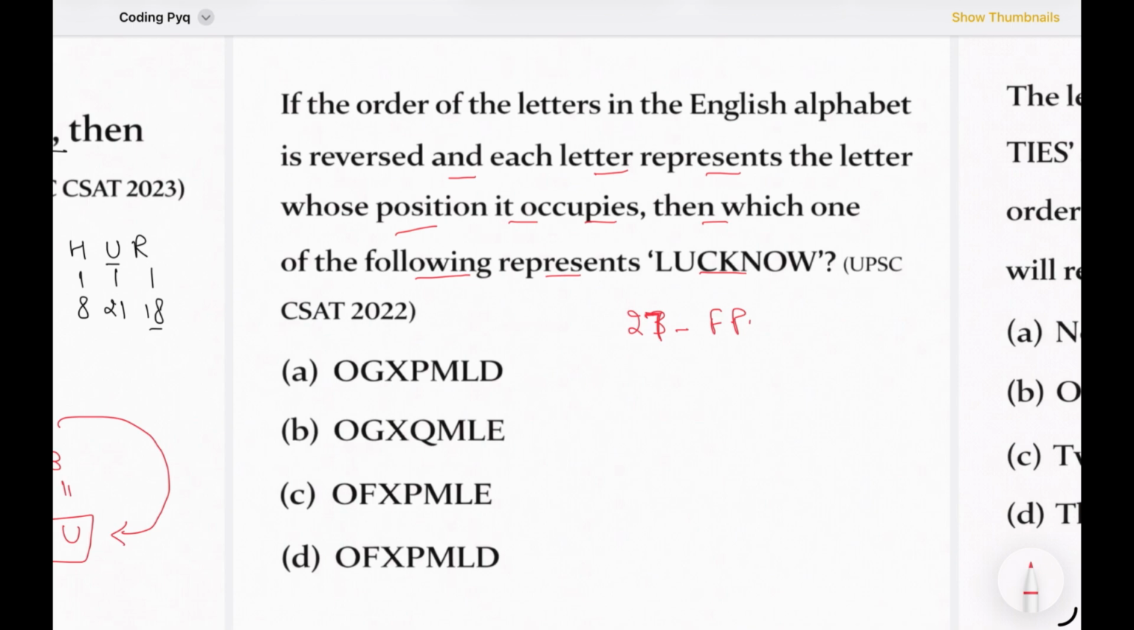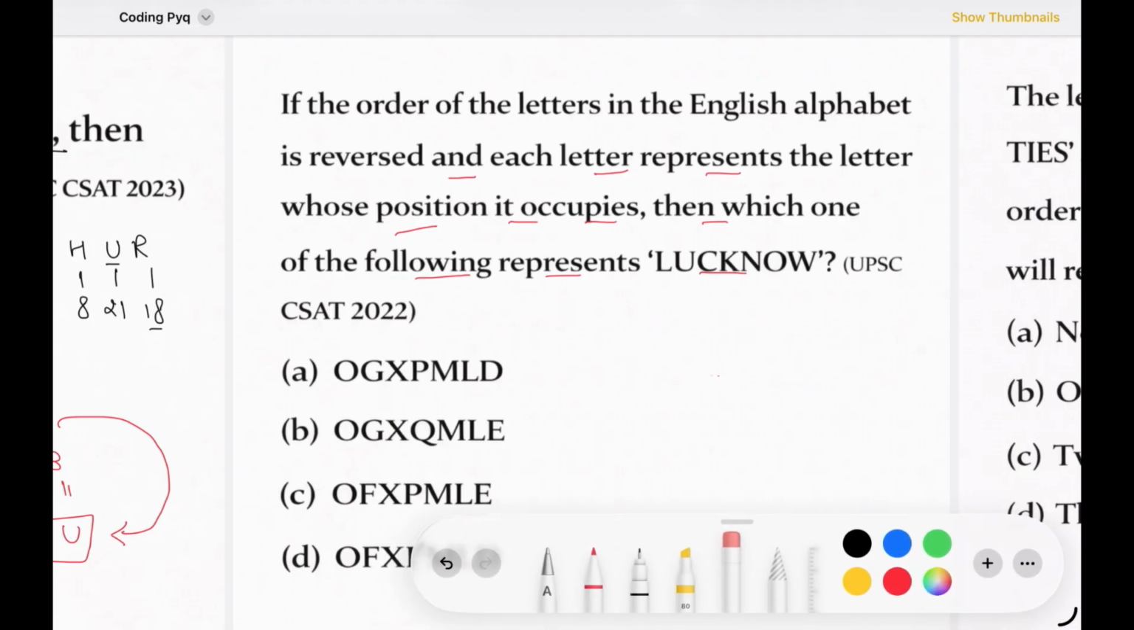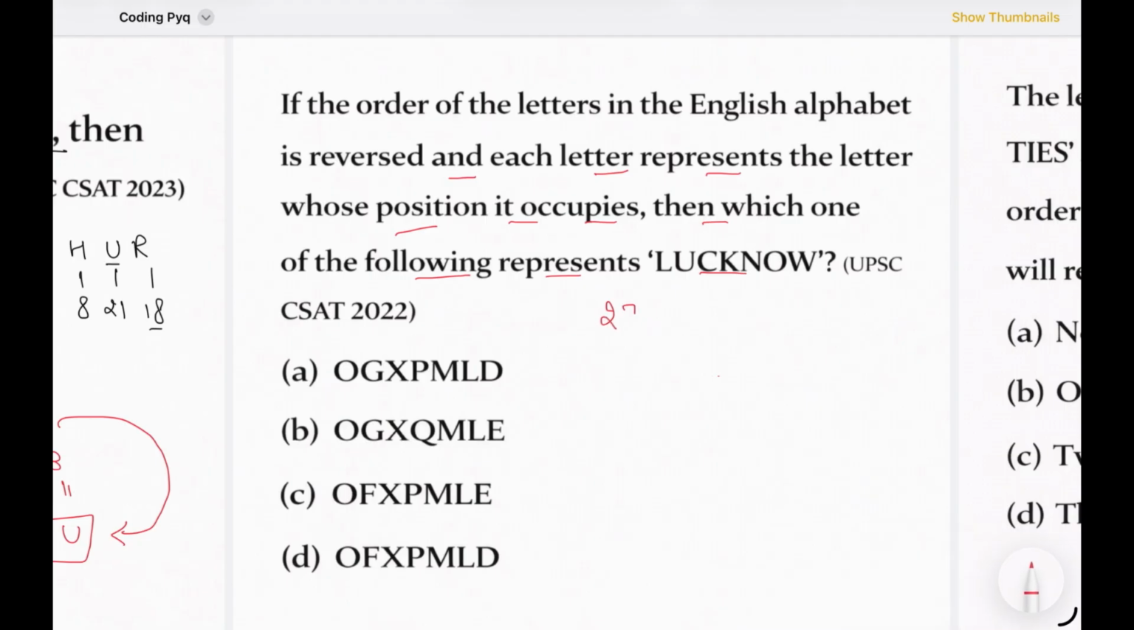So in LUCKNOW, L is on 12, and we subtract the forward position from 27. Now L is on 12, so 27 minus 12 is 15. On 15 we have O.